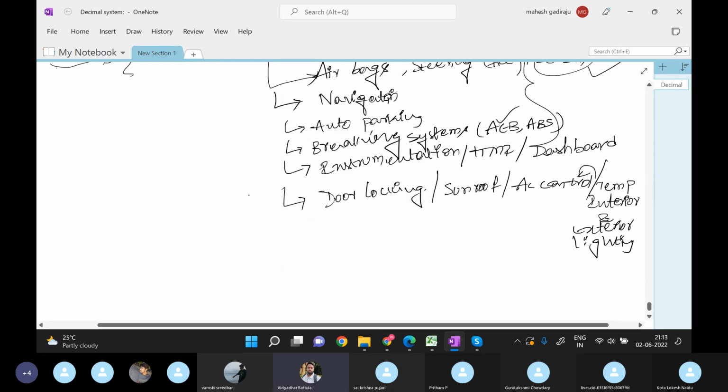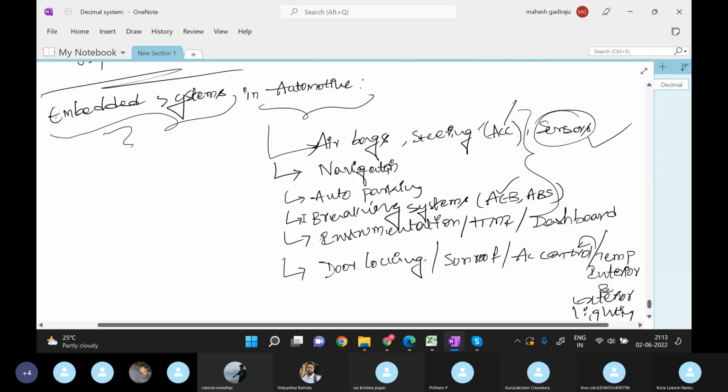Fine. This is fine for me. So this much information is well enough. All of you are saying correct only. I'm happy about that. So airbag systems, there will be electronics, a combination of electronics, electrical and the software, which is embedded system. And steering also, it is now coming like steer by wire.